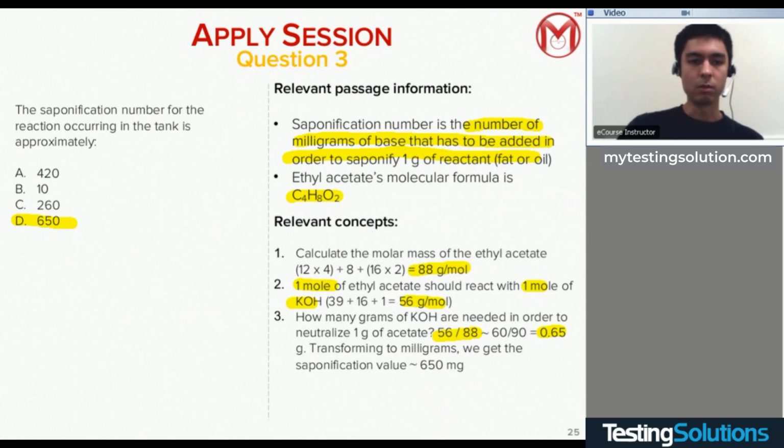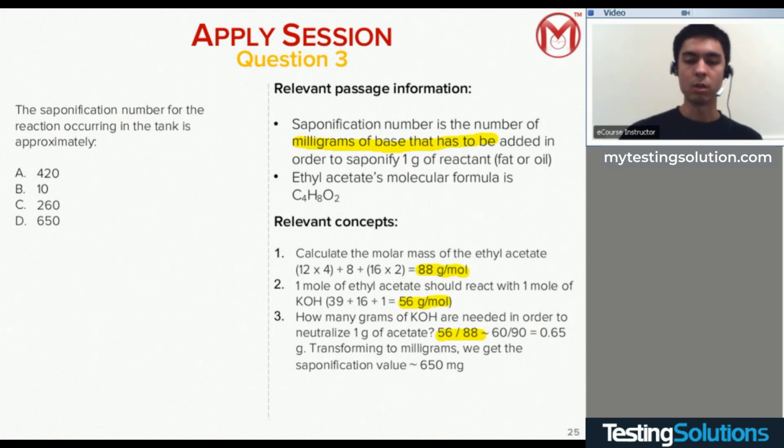Okay, now very quickly, why is it okay for me to simply say the number of milligrams of base that has to be added is equal to the molar masses divided by one another? Okay, because it's grams per mole divided by grams per mole. How did I get units of grams from that? Because these are both in the same units, if I were to convert these into number of moles per gram, I would still be comparing the exact same units.